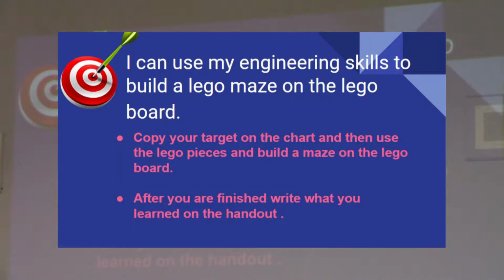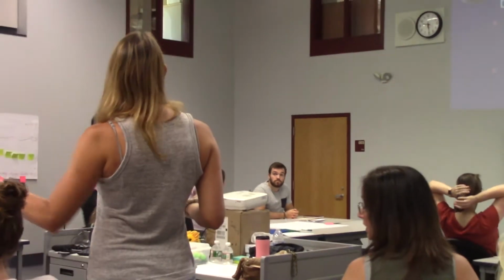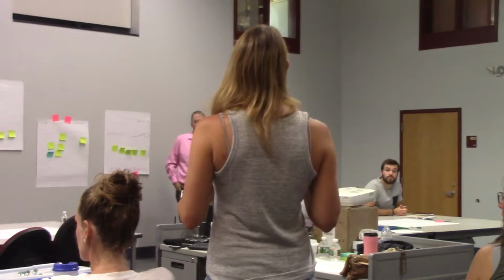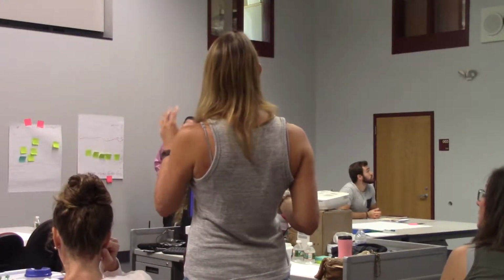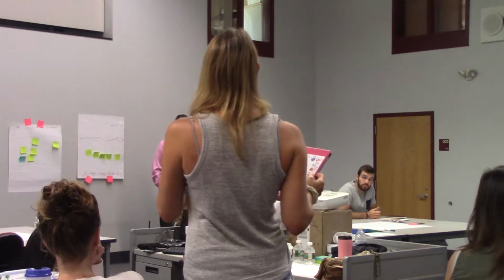So the target for this activity would be: I can use my engineering skills to build a Lego maze on the Lego board. And this is what my students do in my classroom. They all have a binder. I write the target, and I have a target just like that on the board, and they write it on their sheet. It's an I can statement. So your I can statement, you would copy down. They copy it down in their targets and scales binder, and then they know that is their target for the lesson. That's the overall target that everyone gets.